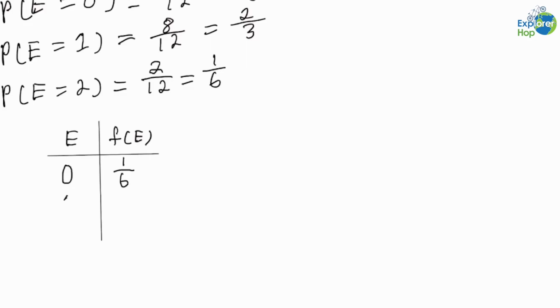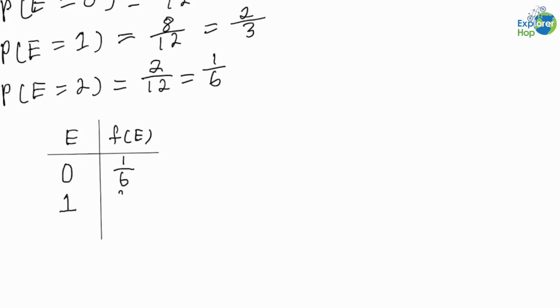Now for E equals 1, the value of the probability function is 2/3. And for E equals 2, the value of the probability function is 1/6. And that's the probability function for E.